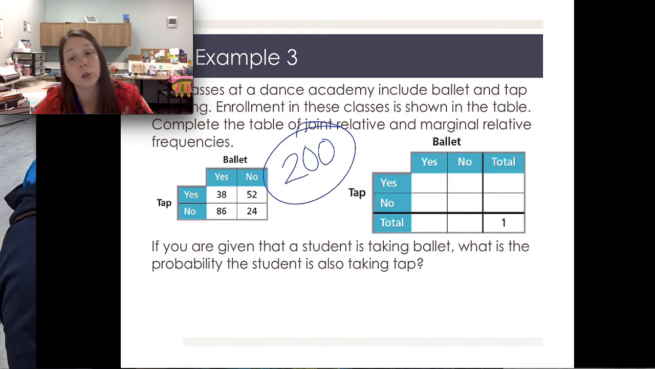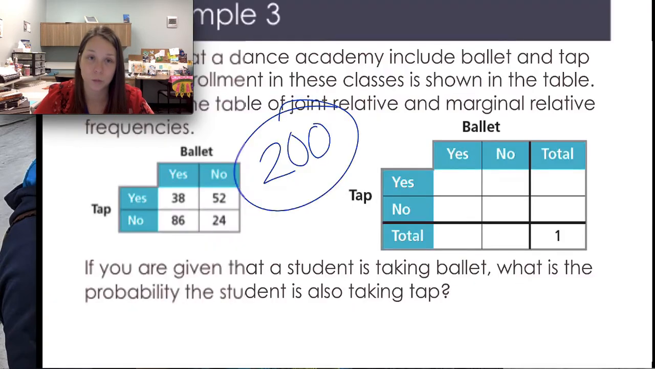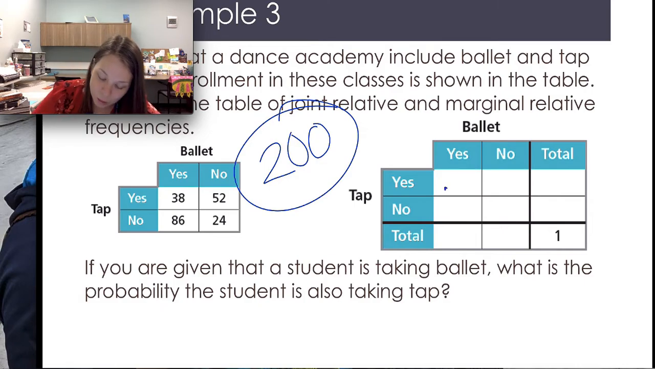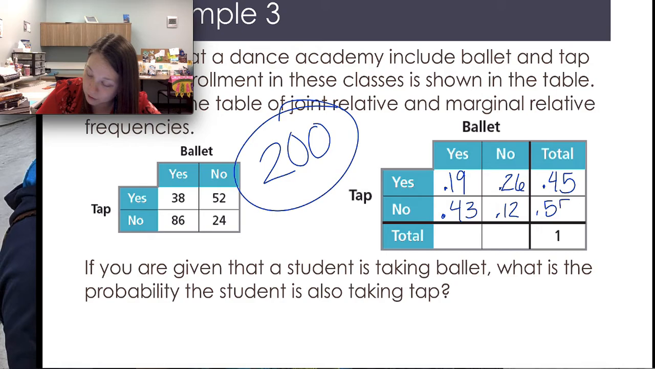So first things first, let's create our two-way table. I already have this one set up, so you don't have to redraw it. So dividing each of the numbers by 200, I would get 0.19, 0.26, and 0.45 for the first row. Second row is 0.43, 0.12, and 0.55. And then the total row is 0.62. I'm sorry, 0.62. I don't know why I wrote a 9. There we go. And 0.38.